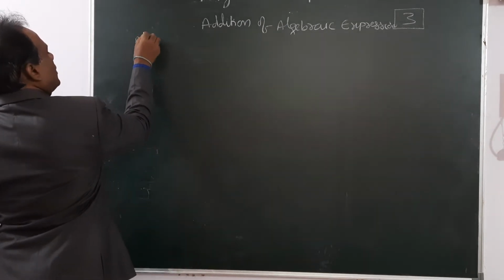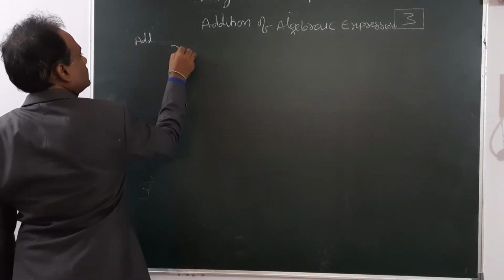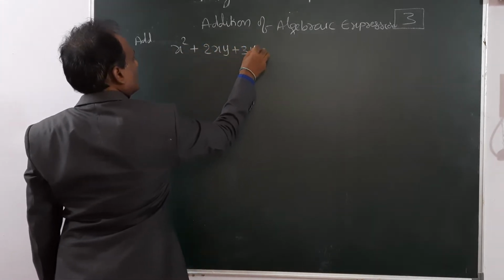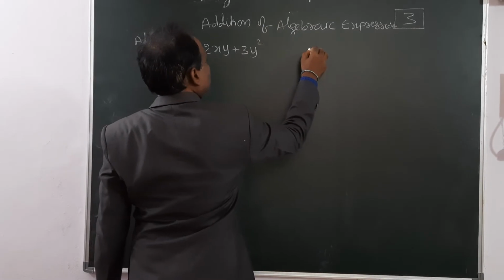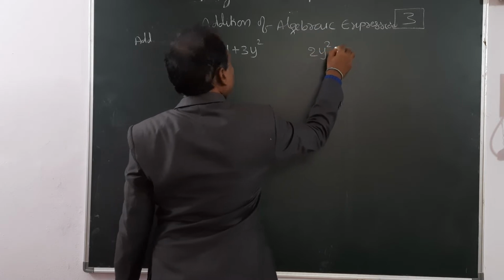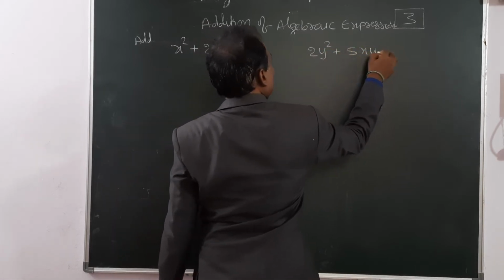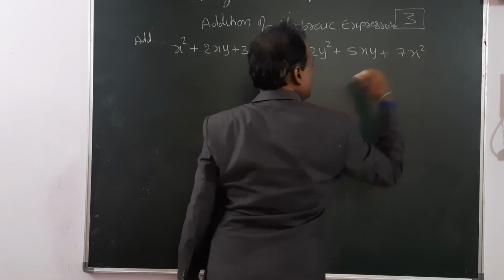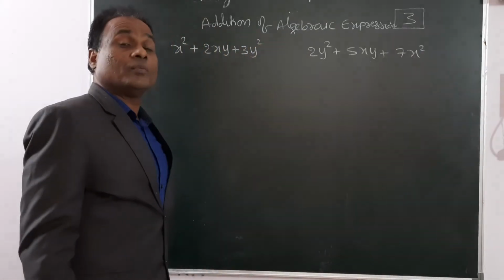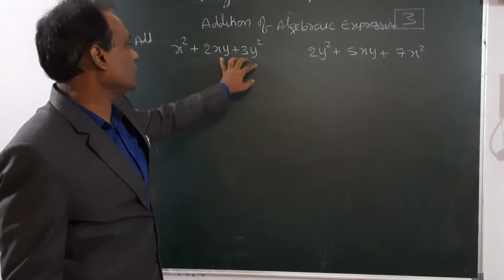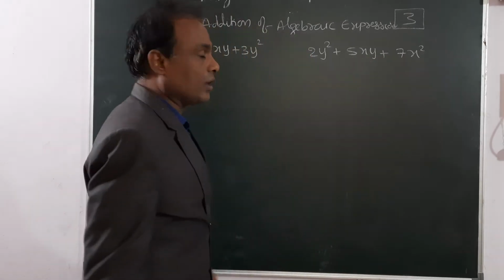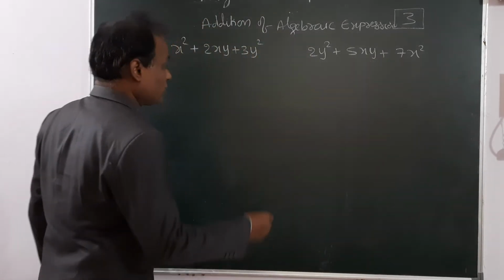I will give some more examples for practice. Add these two algebraic expressions. This one has three terms, so we can call it a trinomial. This also has three terms, so we can call it a trinomial. So how do we add these two algebraic expressions?